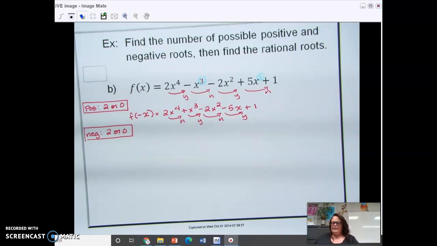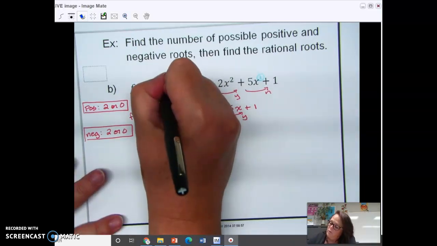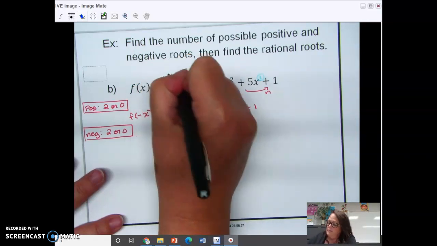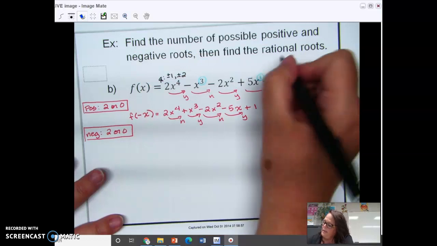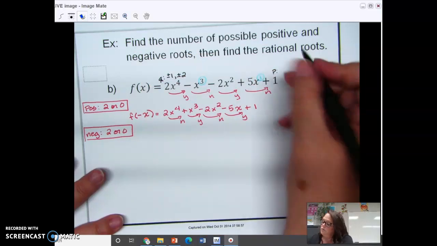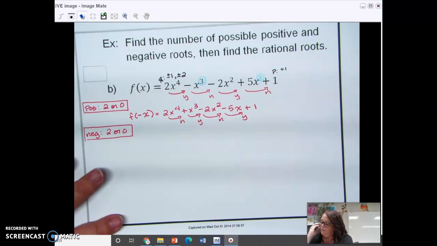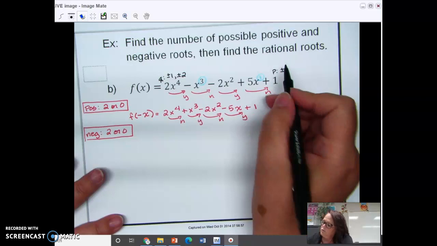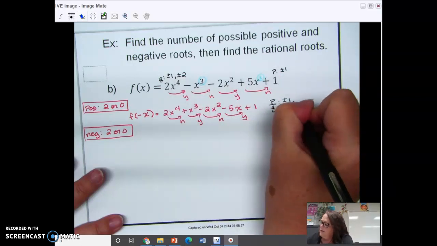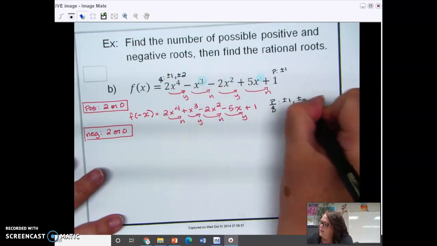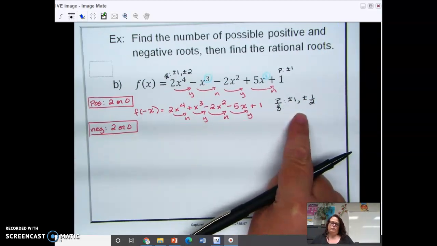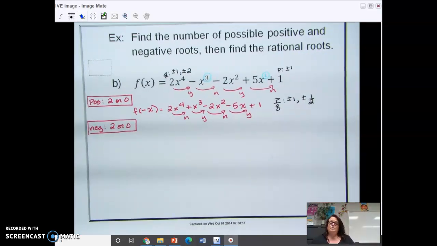So now let's go ahead and get started trying to find them. My Q values are going to be factors of 2, which is plus or minus 1 and plus or minus 2. And my P values are factors of 1, so that's just plus or minus 1. So when I talk about P over Q, I'm going to do 1 over 1 and then 1 over 2. And I don't have any other P values, so this is the list of all my possible rational roots, okay?